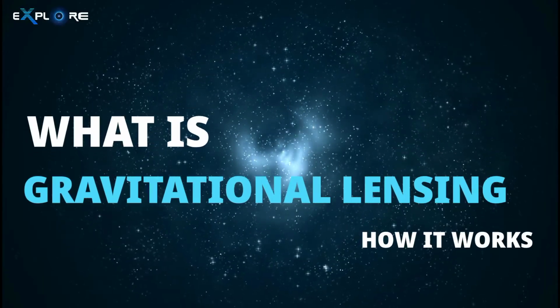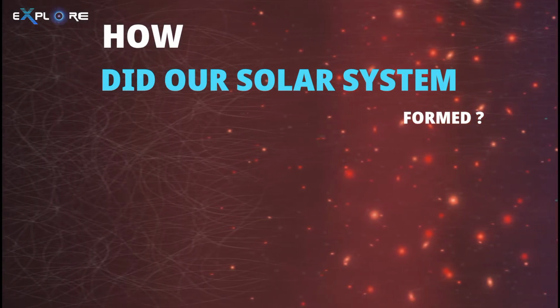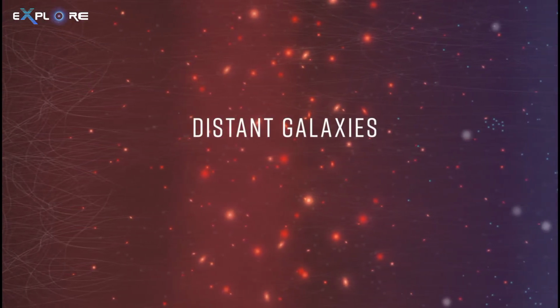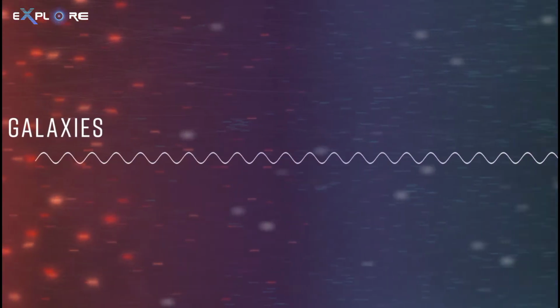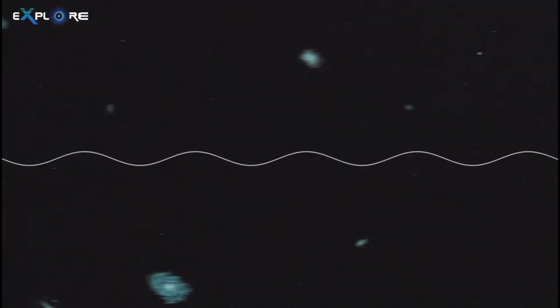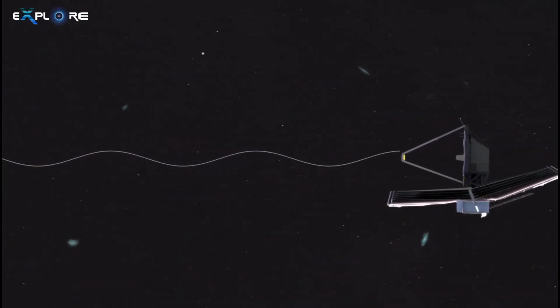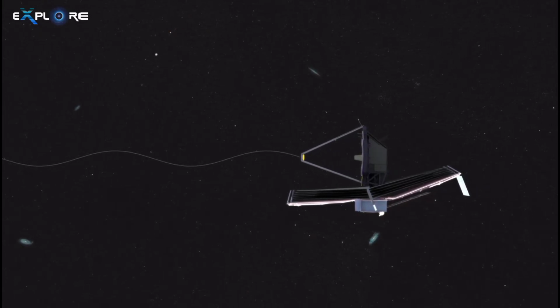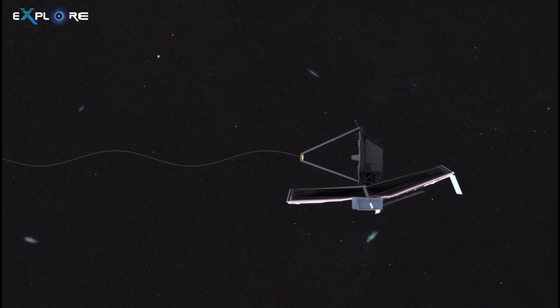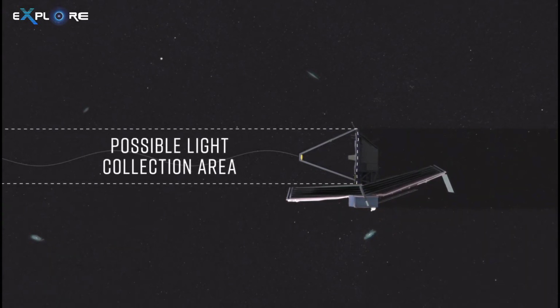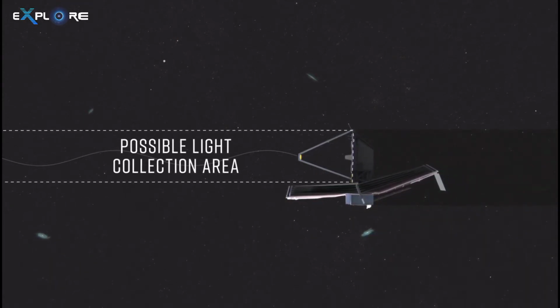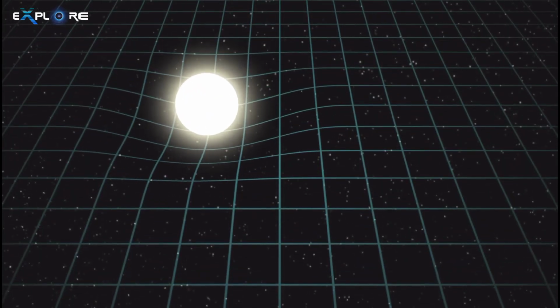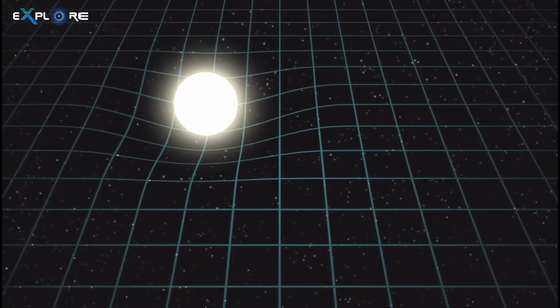What is gravitational lensing and how does it work? To find out what the universe was like in the beginning, we need to study the most distant galaxies, whose light has been traveling to us for billions of years. But the farther away a galaxy is, the fainter it appears. That makes distant galaxies very hard to see, even for the most powerful telescopes, because they can only collect so much light. Fortunately, nature can provide a helping hand.